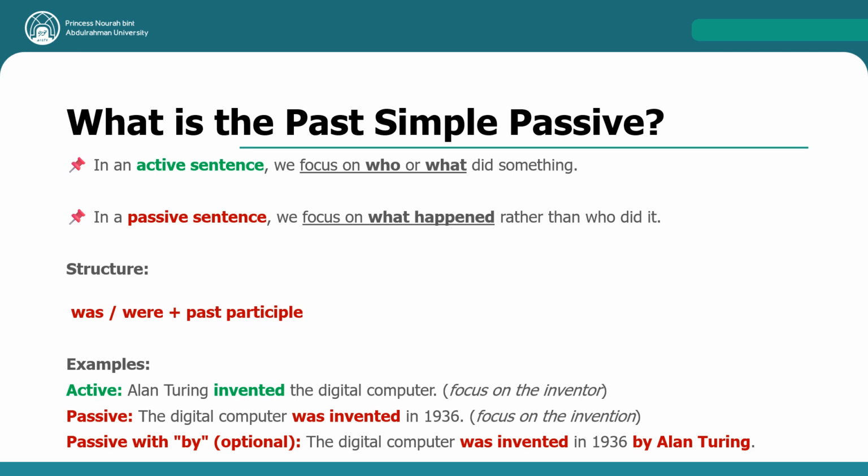And in the second sentence, the digital computer was invented in 1936. The focus is on the invention, the digital computer, and not the inventor. So this is a passive sentence. Now, if you were to add by Alan Turner at the end, it is absolutely fine and acceptable. This is the difference between an active and a passive sentence.